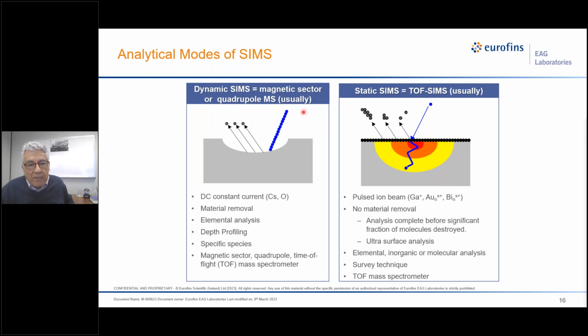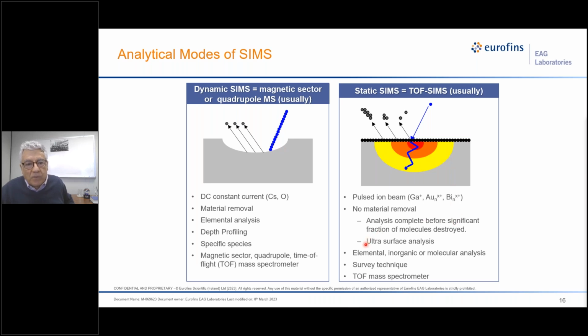Static SIMS essentially looks at the top few monolayers. Instead of a very energetic beam, you use a lightly pulsed ion beam that only jiggles the surface to eject the species from the very top surface. That helps us do molecular analysis of these very top surfaces. It doesn't really sputter the surface. It doesn't remove material as much as dynamic SIMS does.